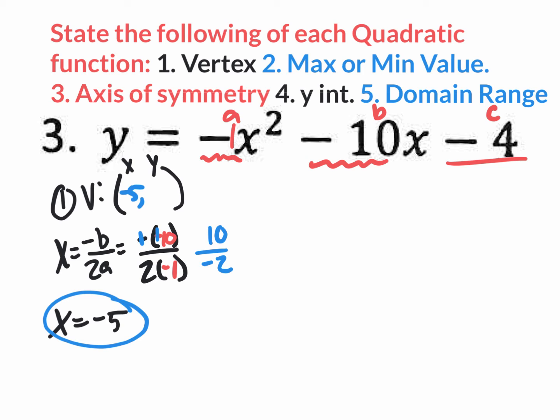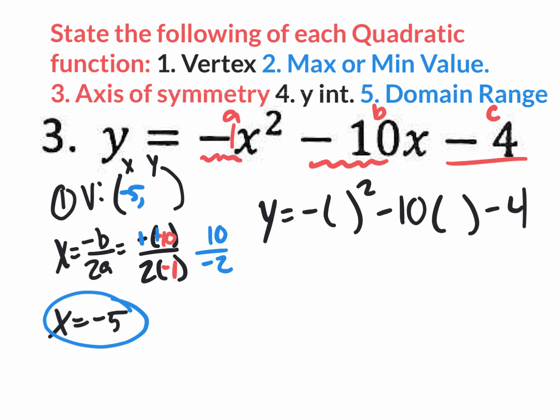How do I find my y value once I already have my x value? Just plug it in. Plug it into x. So let me rewrite the whole thing. Y equals -x squared minus 10x minus 4. Notice that when I said x, I wrote parentheses because I know what x is. X is -5. That's what I'm going to plug in right there and right there. So -5, -5. Now, what do I do here? I tricked you. You got to think.